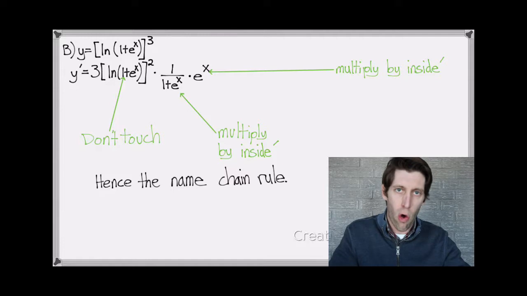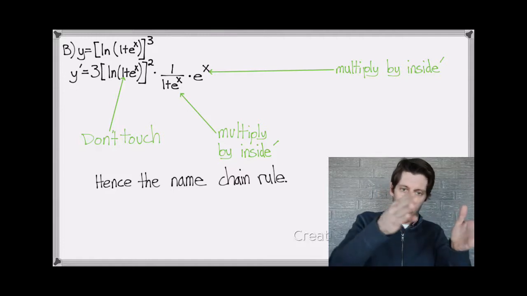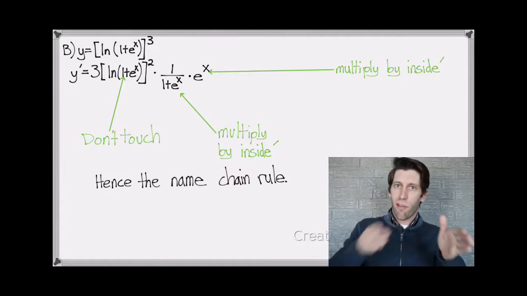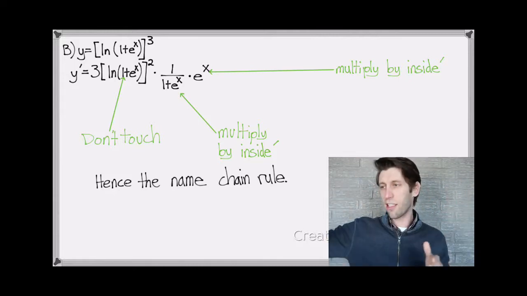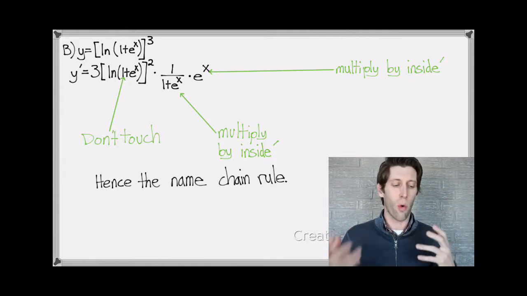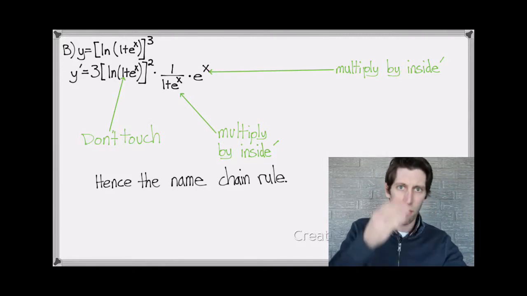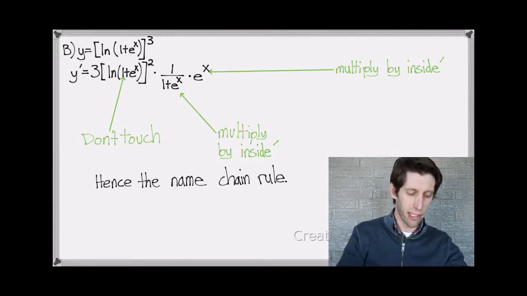This is why we call this rule the chain rule, because it just chains. You take the derivative of the inside, but to do that you got to take the derivative of the inside, but to do that you got to take the derivative of the inside, and so on down the line. So there's a lot of chained derivatives there.